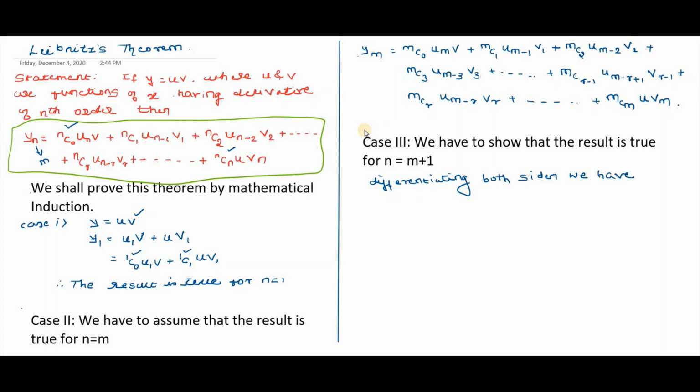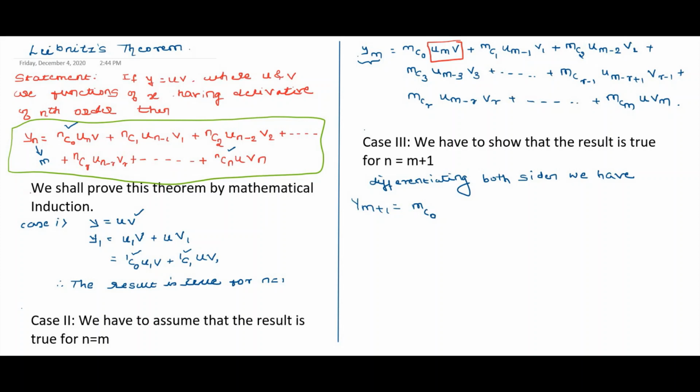If you differentiate this y_m on the left-hand side, you will get y_(m+1), which is equal to, next, mC0 as it is. Now we have to differentiate this u_m into v by using the product rule.